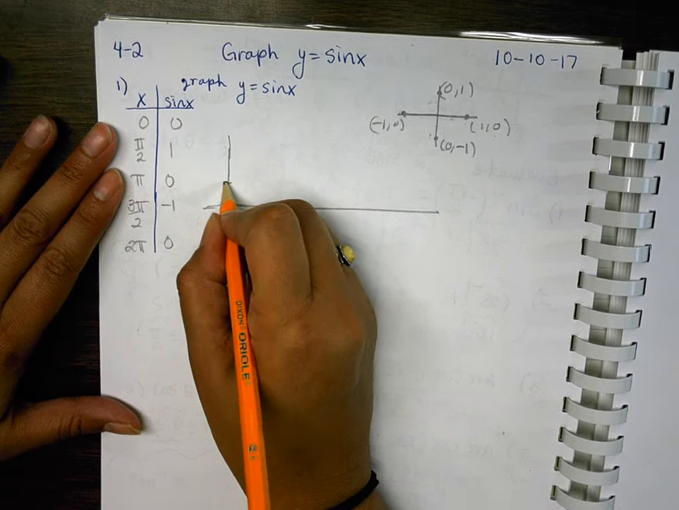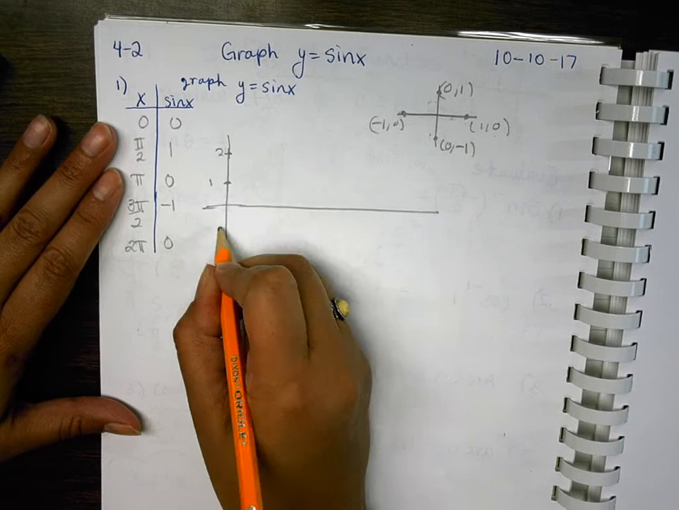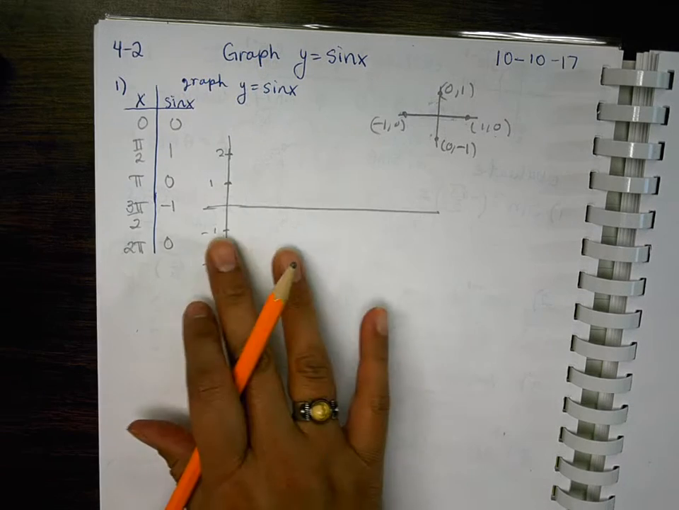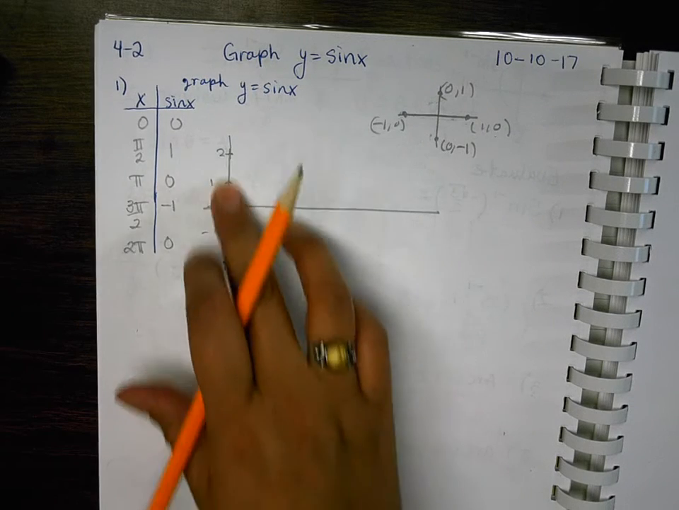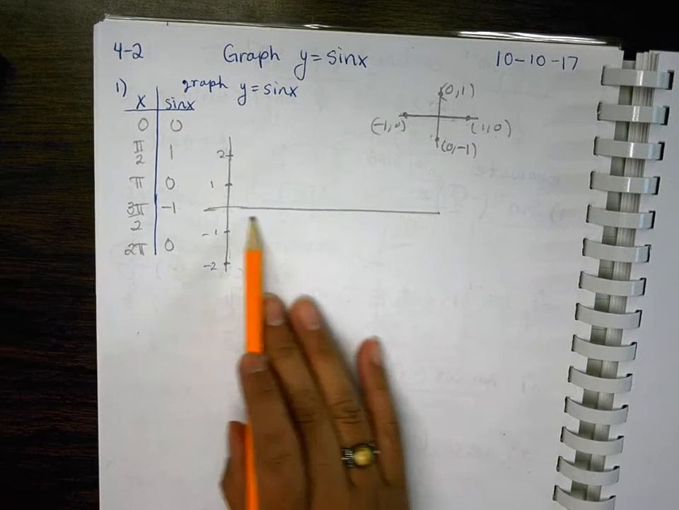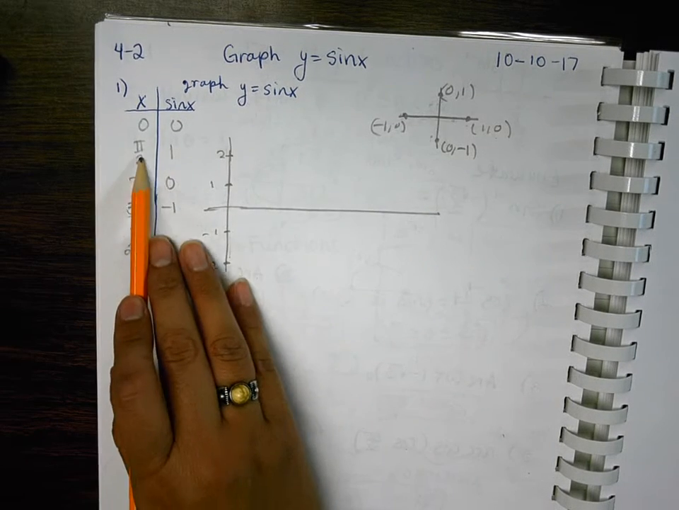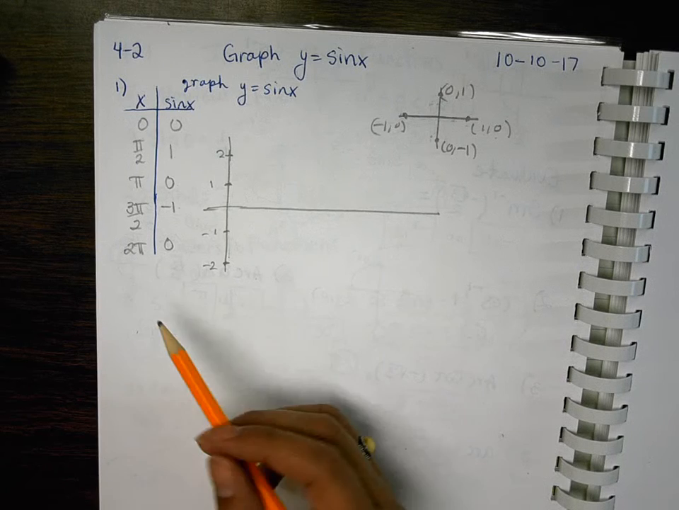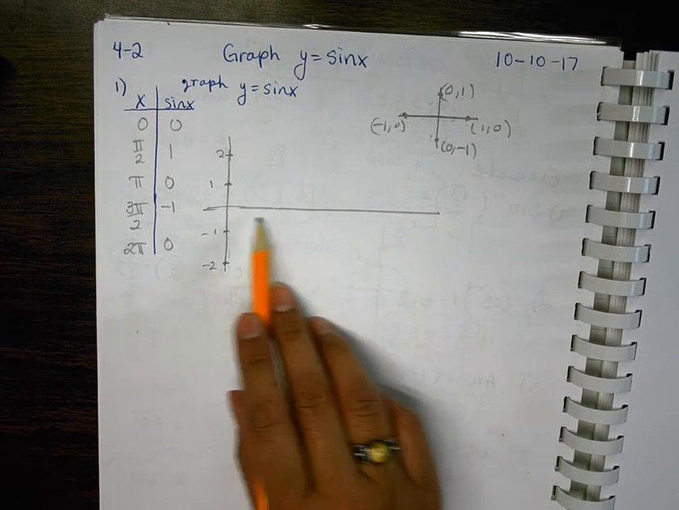All right, so I'm going to put 1, 2, -1, -2. These are my y values, the 0, 1, 0, -1, 0. These are going to be the x values, which are 0, pi over 2, pi, 3 pi over 2, and 2 pi. You try to get them out as even as you can.